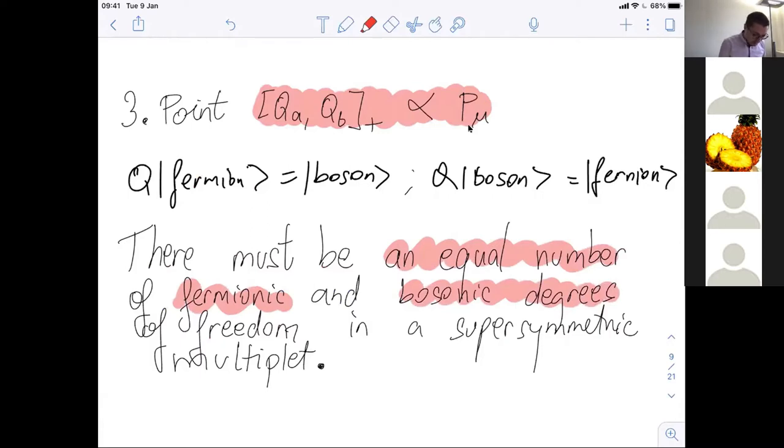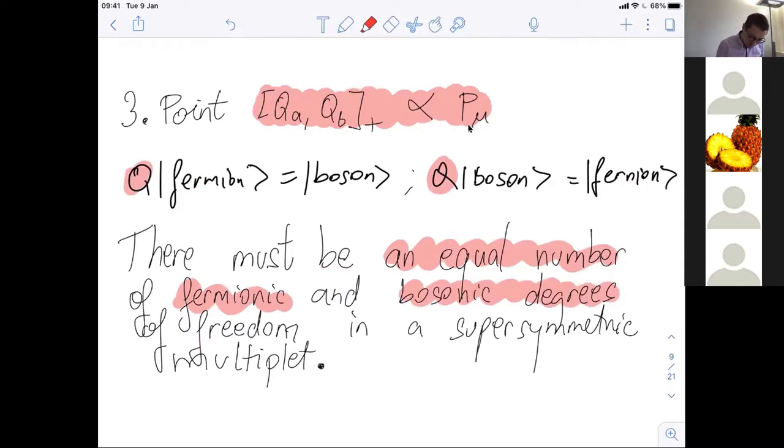So Q is a spinor. Now when it acts on a boson, it will give a fermion. This is just due to Lorentz symmetry. This is a spinor, and also Q, when it acts on a fermionic state, will give a boson state. So Q is this generator of supersymmetry, which takes one component of the supermultiplet, a bosonic one, and transforms it into a fermionic one.